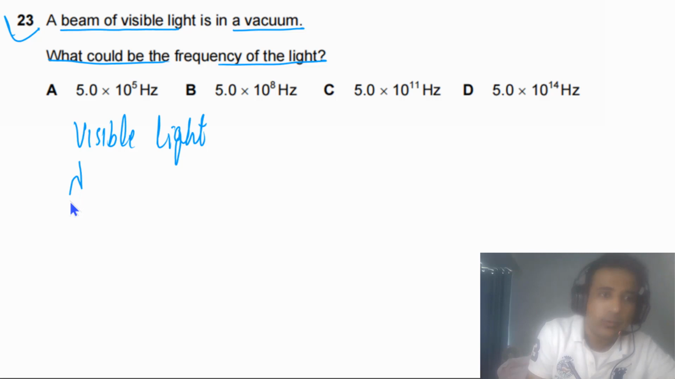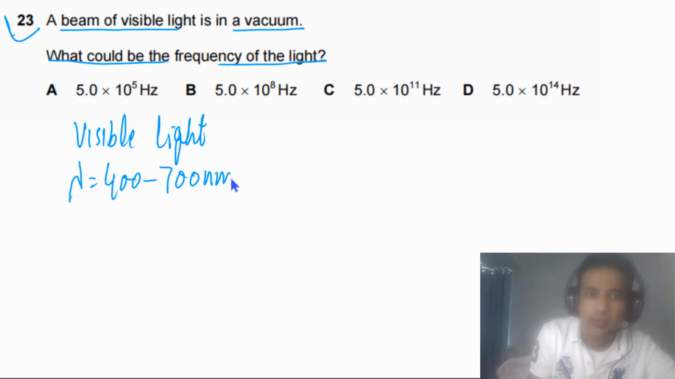The wavelength of visible light is about 400 to 700 nanometers. We need to calculate frequency. So frequency will simply be equal to the speed of light divided by the wavelength of visible light, and the speed of light in vacuum is about 3 times 10 to 8 meters per second, divided by the wavelength.